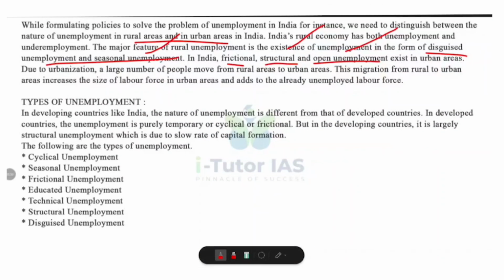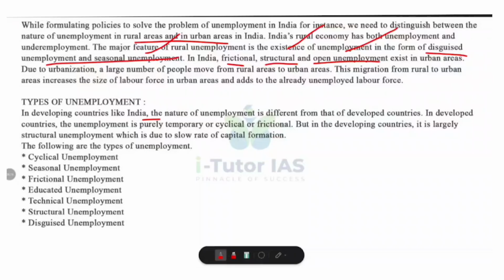Okay. Now, let's look at the types of unemployment. In developing countries like India, the nature of unemployment is quite different from that of developed countries. In developed countries, unemployment is usually temporary. It may be cyclical or frictional, but in developing countries, it is mostly structural unemployment, which happens mainly due to slow rate of capital formation.